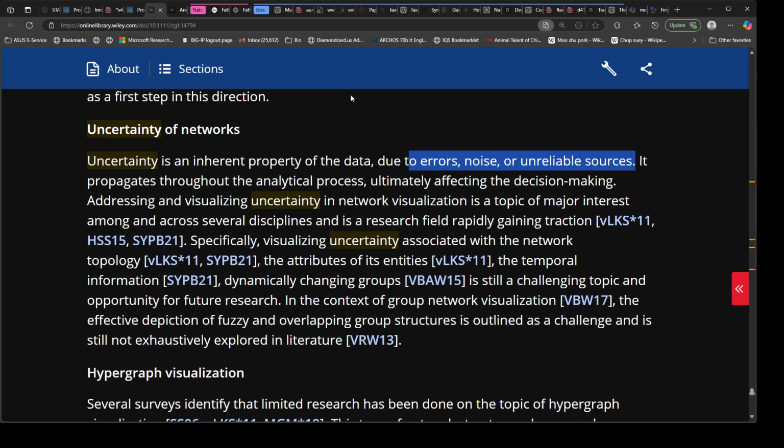Specifically, visualizing uncertainty associated with the network topology, VLKS 11, CIPI 21, the attributes of its entities, VLKS 11, the temporal information, CIPI 21, dynamically changing groups, VL 15, is still a challenging topic and opportunity for future research. In the context of group network visualization, VBW 17, the effective depiction of fuzzy and overlapping group structures is outlined as a challenge and is still not exhaustively explored in literature, VRW 13.